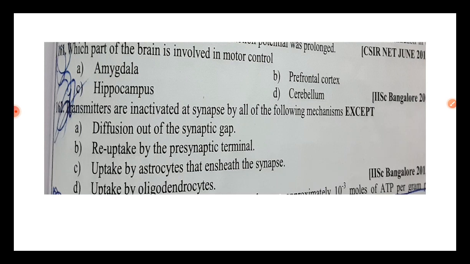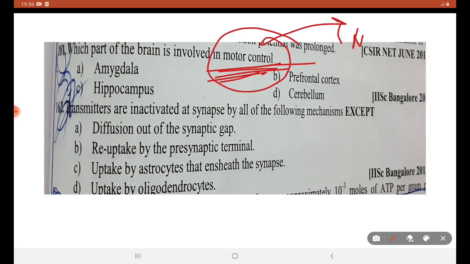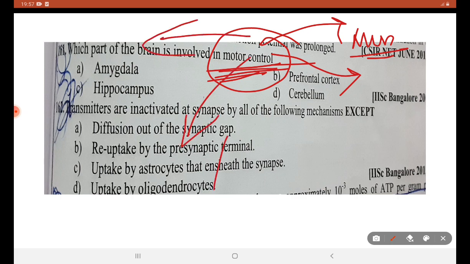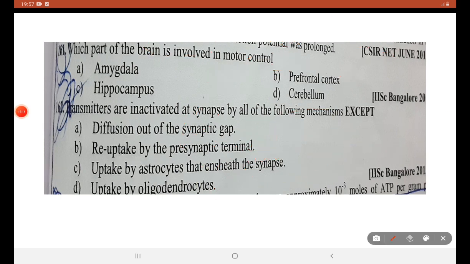Next, about learning. We have too many learning questions. Which part of the brain is involved in motor control? So what is motor control first of all? Motor control is nothing but muscle functions, muscle movements, skeletal movements, your complete physical movements. Motor control is preferably by the cerebellum.